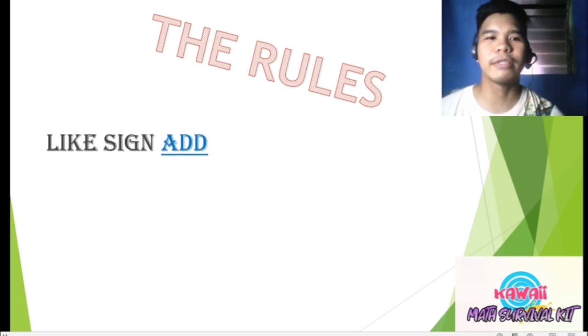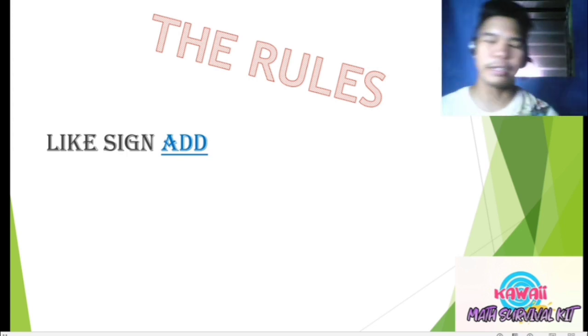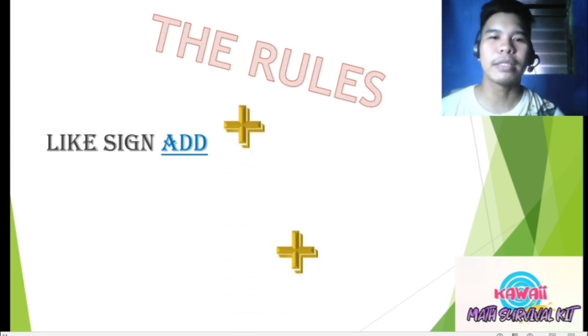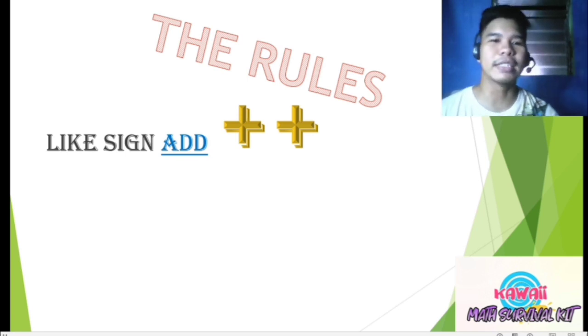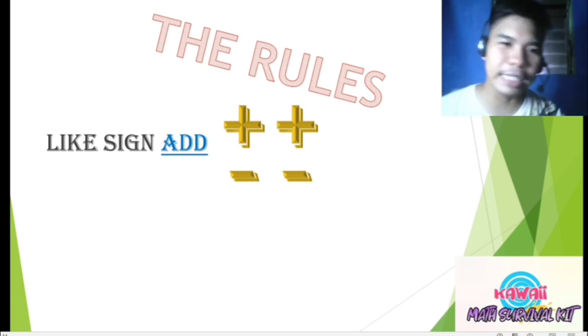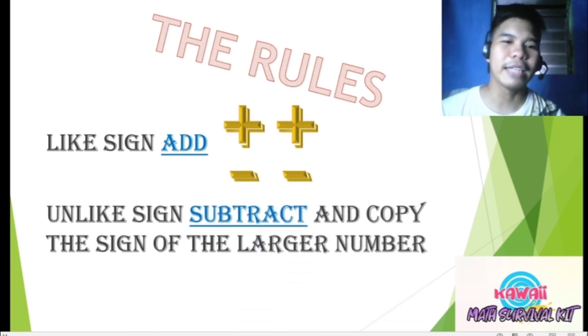So the first thing that we need to remember in adding and subtracting integers is that if we have like signs, we add. It means that if we have two positive numbers, we add and then we copy their common sign. And then if we have two negative numbers, we also add and then we copy their common sign, which is negative. Next, if unlike signs naman, subtract and copy the sign of the larger number.